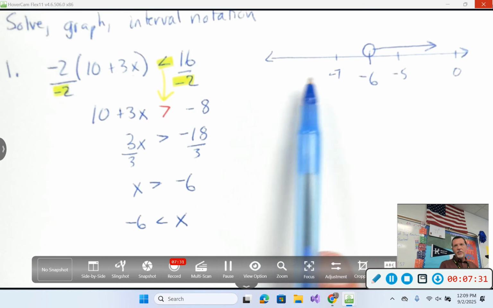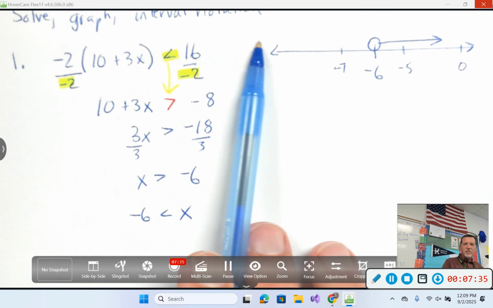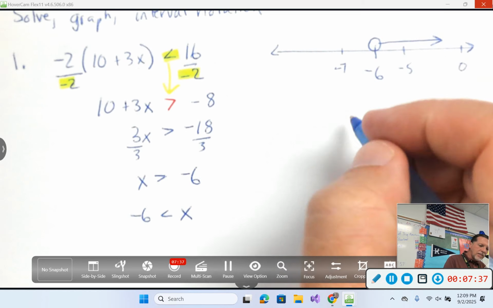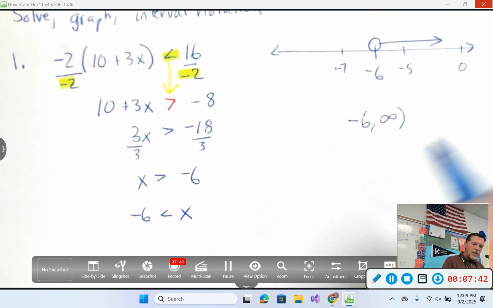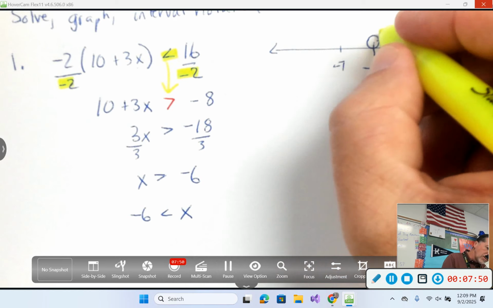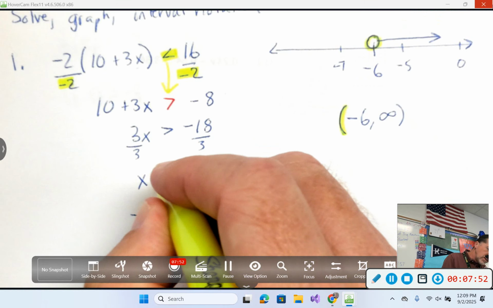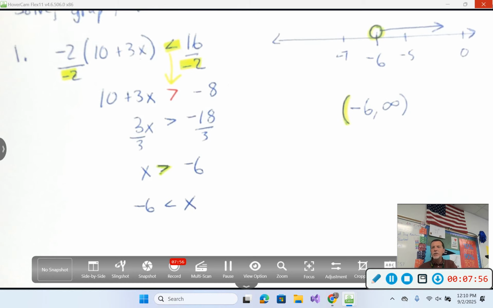Okay, interval notation from left to right. My first solution occurs as I move across at negative 6 and heads out to infinity. And then parentheses or bracket on negative 6. Parentheses. Right? And those kind of go together there. The parentheses is the open circle, not equal to. That's all connected. Don't want to include negative 6.